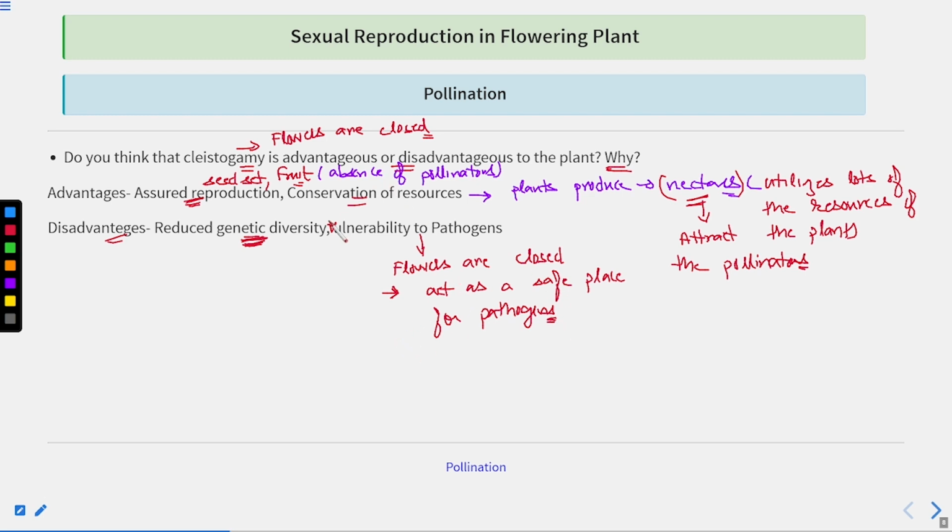So because the flowers are closed, it will increase the vulnerability to the pathogens, because they remain closed and they can be inhabited by certain pathogens which can be harmful to the flower as well as the plant. Clear? So this is clear.